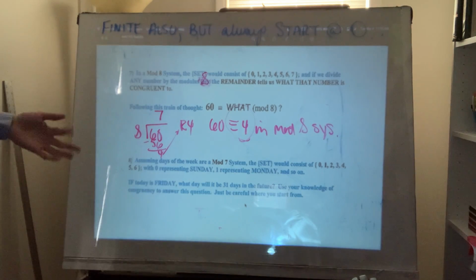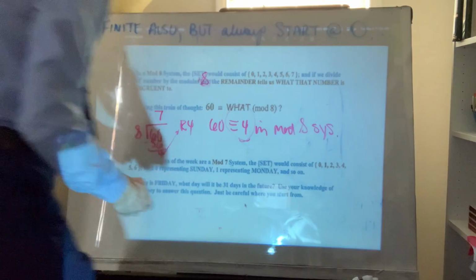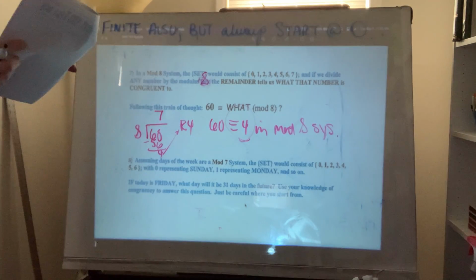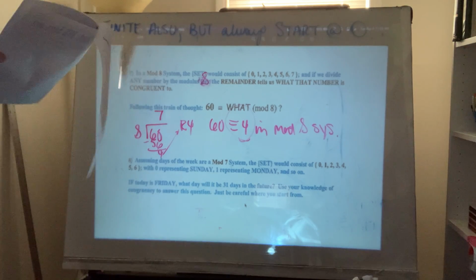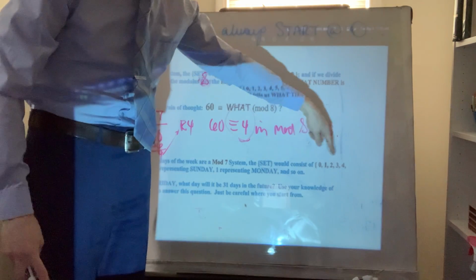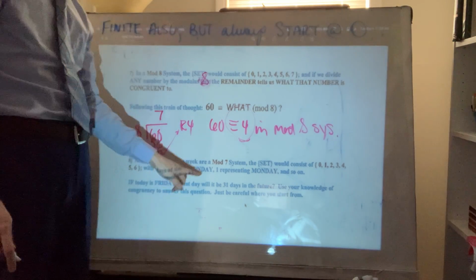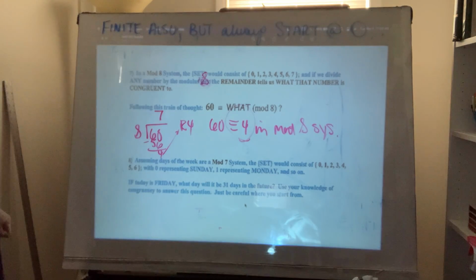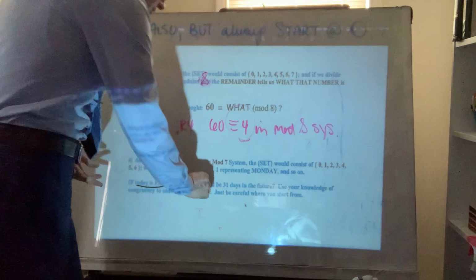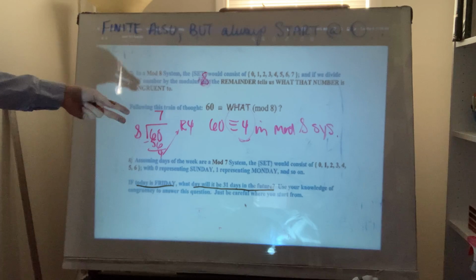All right. A slightly more interesting problem that is based upon this idea is what follows here. Assuming days of the week are mod 7, right? And they would be, right? Because it's cyclical, we have a 7-day week established. It would therefore be 0, 1, 2, 3, 4, 5, and stop at 6. All right, with 0 representing Sunday, 1 representing Monday, and so forth. If today is Friday, what day will it be 31 days in the future? Use your knowledge of the congruency to answer the question. Just be careful where you start from.